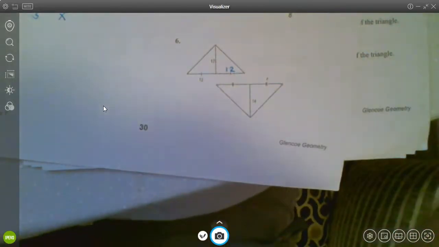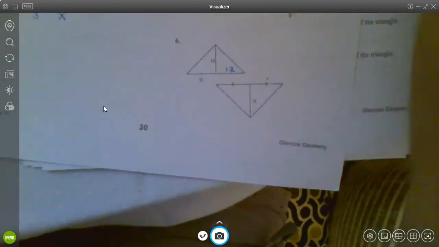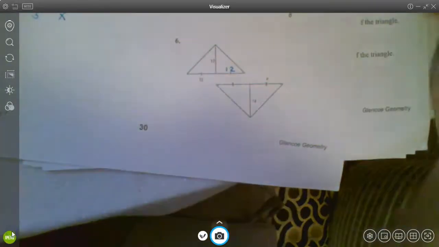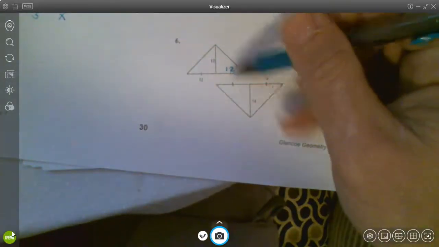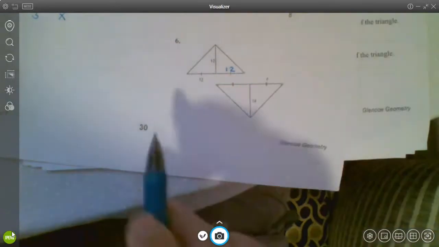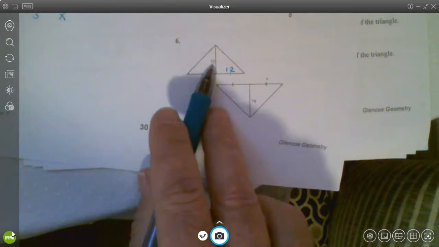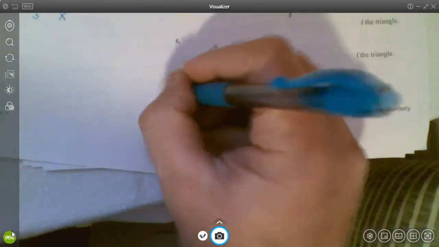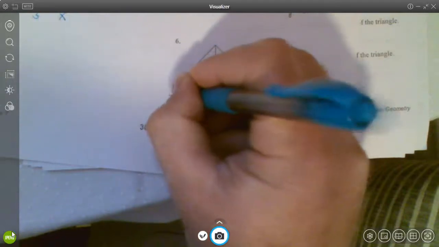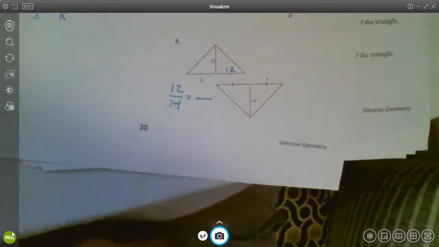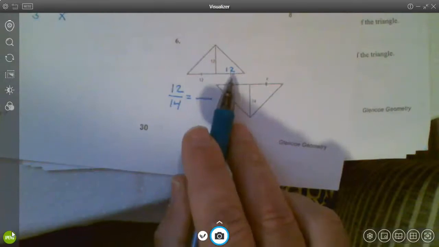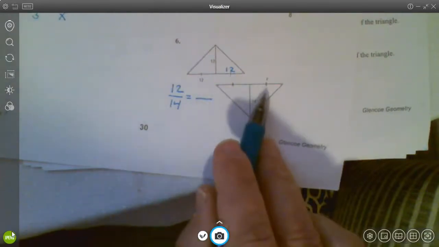Just be consistent in the way that we set up our proportions on this. So if I want to compare something from the top triangle to something on the bottom triangle, such as their segment bisectors like 12 and 14, then I could compare something from their bases like 12 and x.